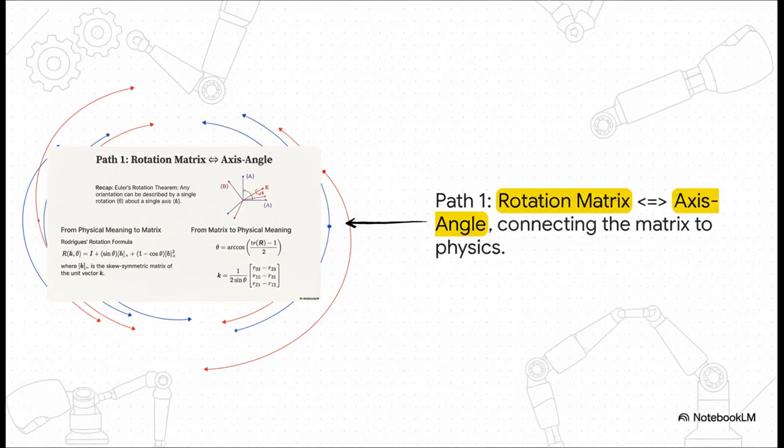And on the right, we have the inverse. These formulas let us take any rotation matrix and pull out the physical axis and angle it represents. This is how we give our abstract matrices real physical meaning.